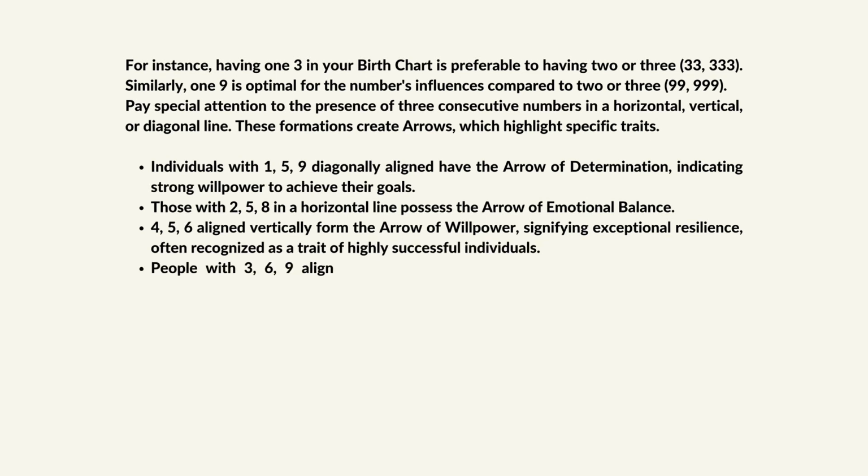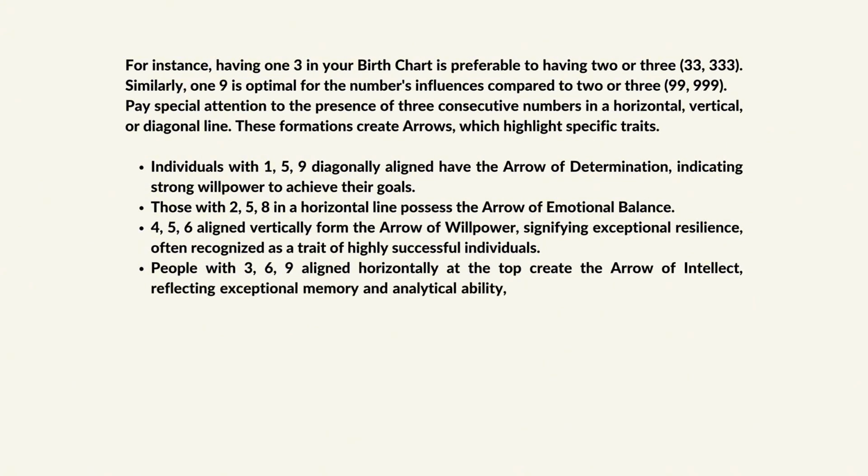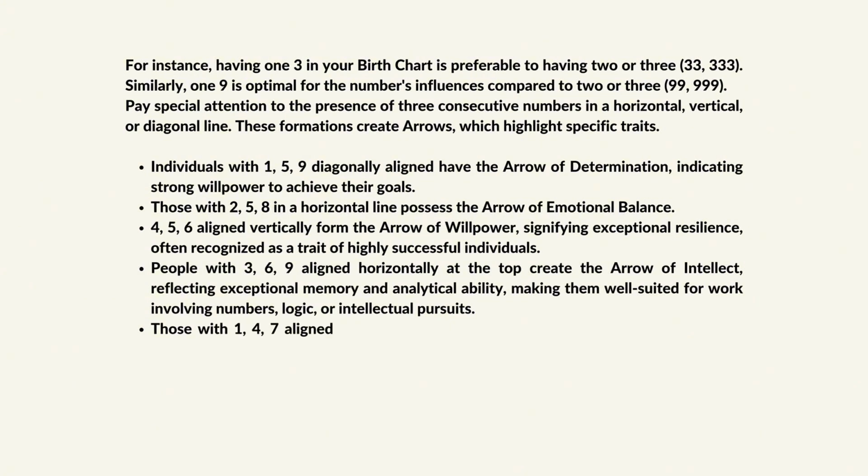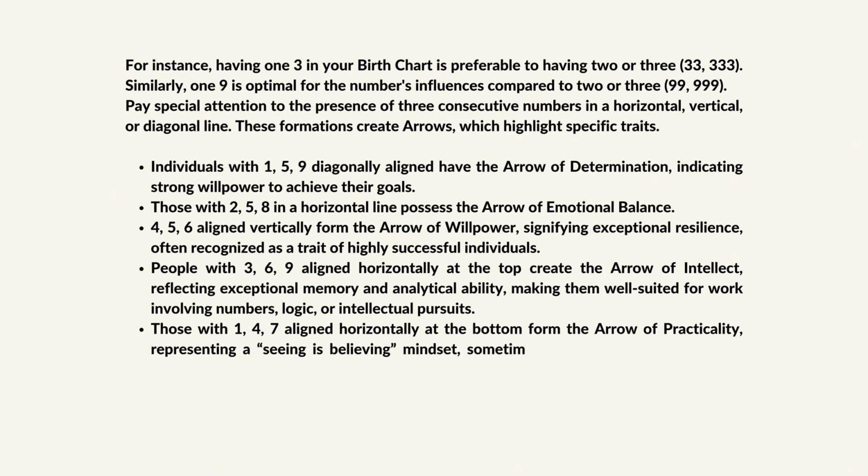People with 3, 6, 9 aligned horizontally at the top create the arrow of intellect, reflecting exceptional memory and analytical ability, making them well suited for work involving numbers, logic, or intellectual pursuits. Those with 1, 4, 7 aligned horizontally at the bottom form the arrow of practicality, representing a seeing is believing mindset, sometimes limiting their growth due to rigid adherence to logic.